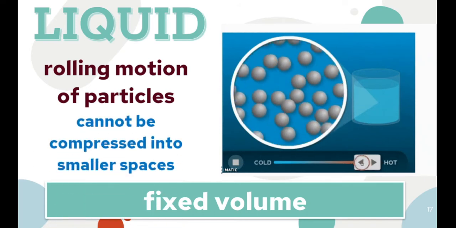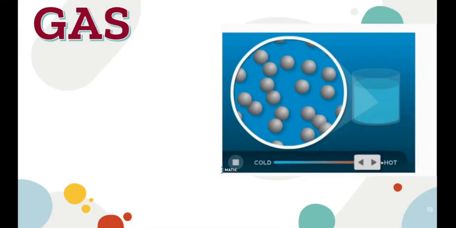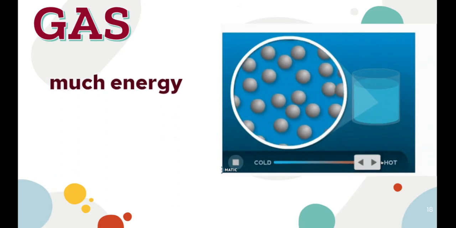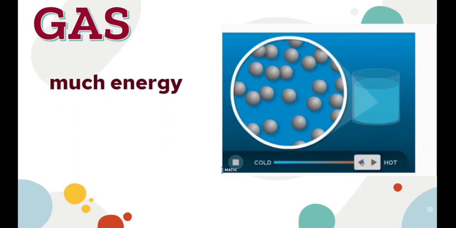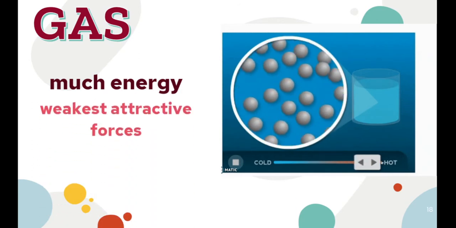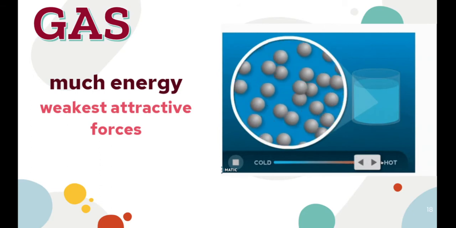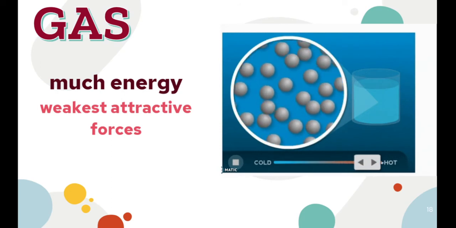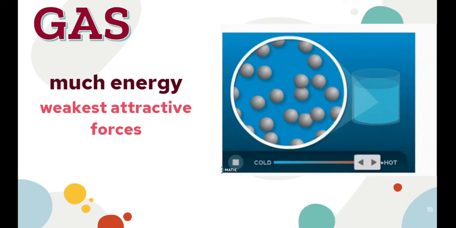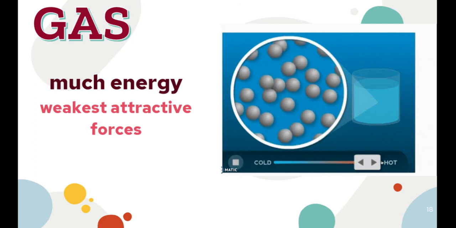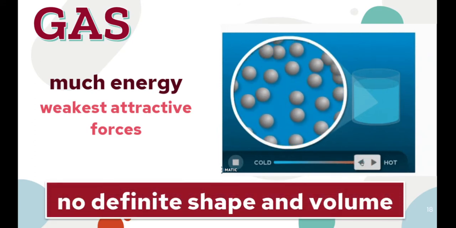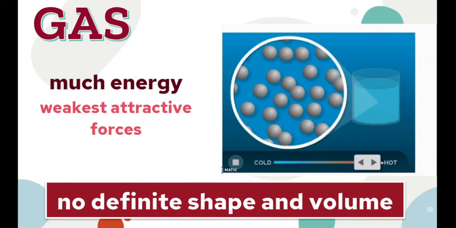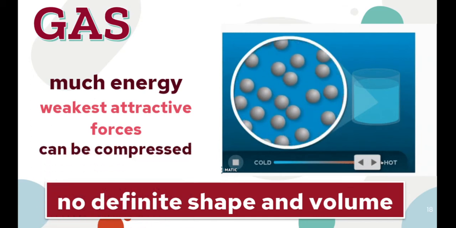And last, in gases, the particles have much more energy than those in solids or liquids. The attraction between the particles in a gas is so weak that they can move freely in all directions. They spread out and take up any space that is available. They are so far apart. So gases have no definite shape or volume because of the large spaces between the particles. Gases can be compressed.